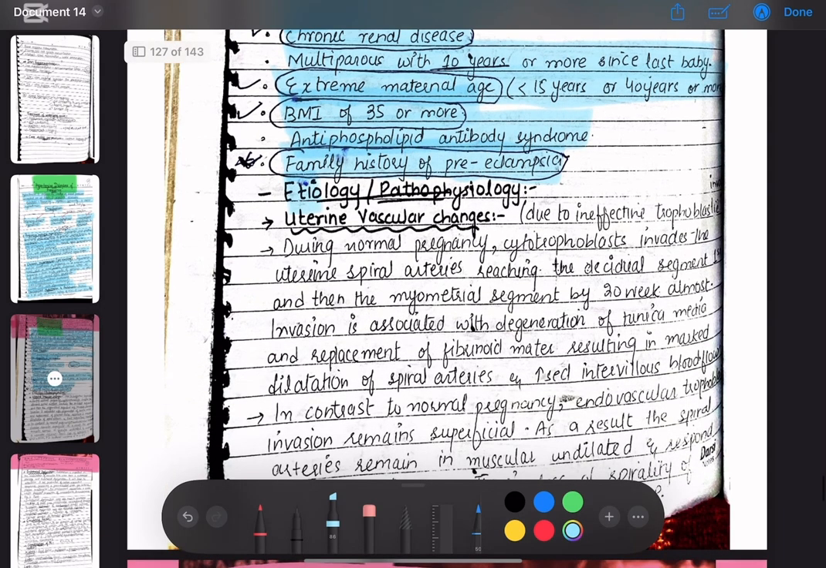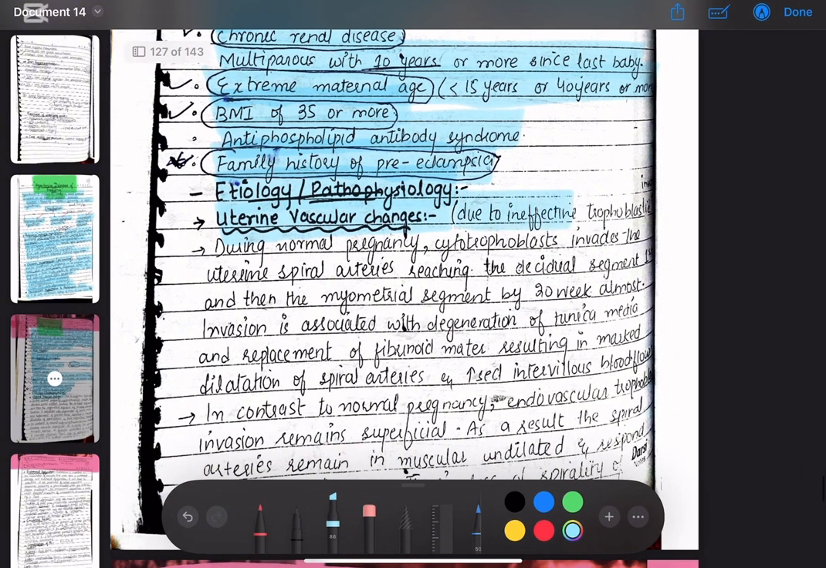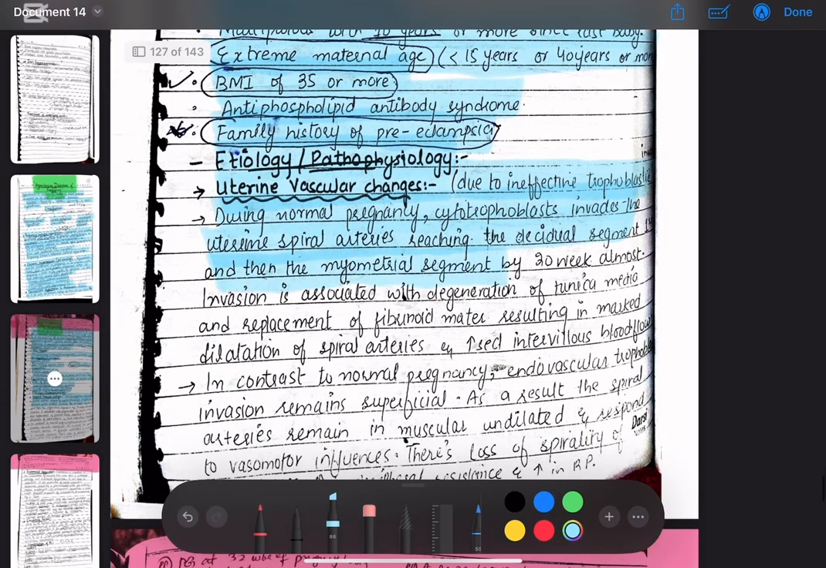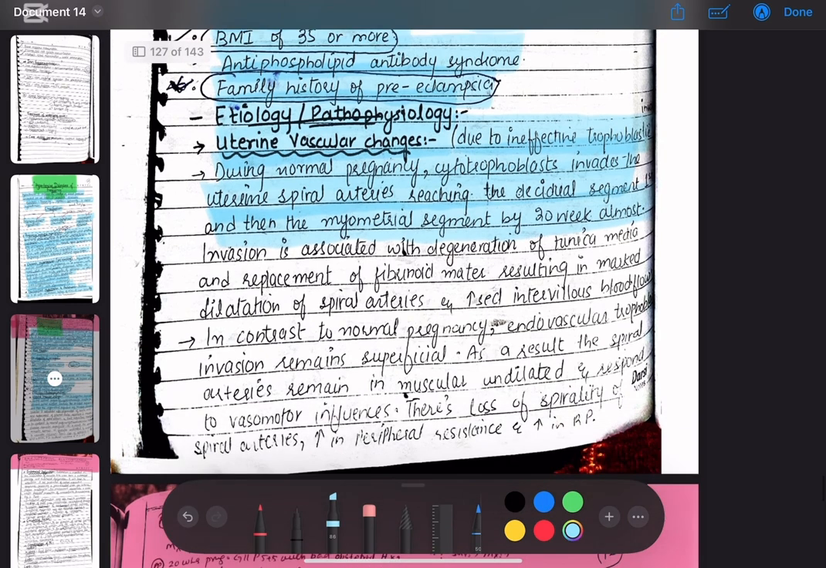The etiology or pathophysiology is uterine vascular changes due to ineffective trophoblasts. During normal pregnancy, cytotrophoblast invades the uterine spiral arteries, reaching the decidual segment and then the myometrial segment by 20 weeks. Invasion is associated with degeneration of the tunica media and replacement by fibrinoid matter, resulting in marked dilatation of the spiral arteries and increased intervillous blood flow.